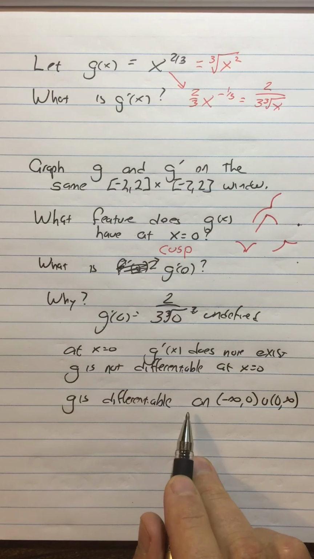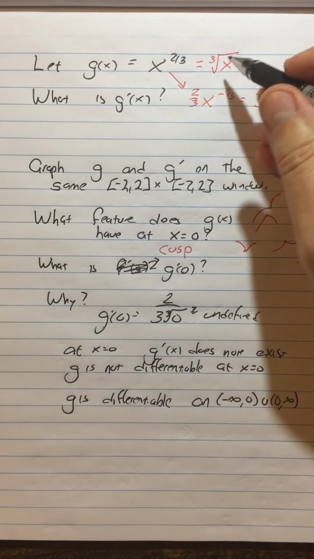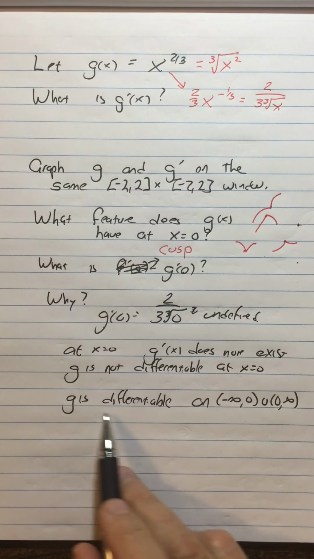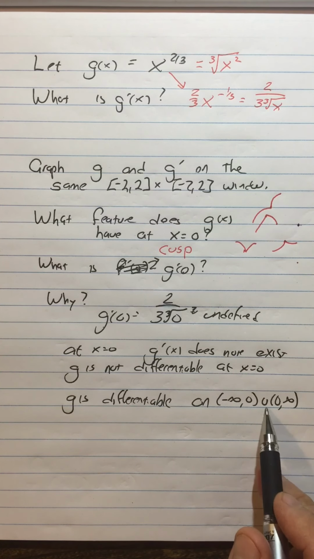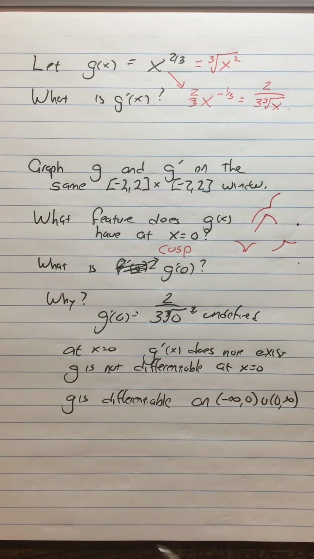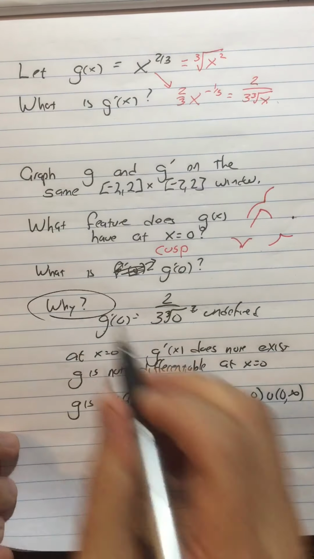All right, g is differentiable everywhere else because here's the derivative, it's 2/3 over a cube root of x, and I can evaluate that for any real number x except 0. So that's why we know g is differentiable on negative infinity to 0 union 0 to infinity, because here's the derivative and it's well defined. All right, so let's take a little bit closer look at this question: why is the derivative non-existent at a cusp?